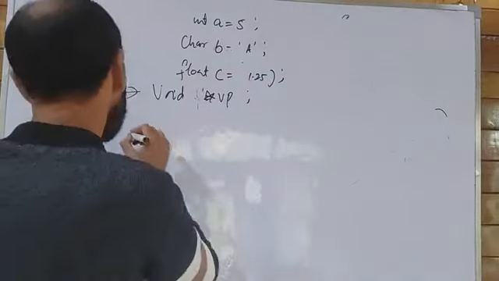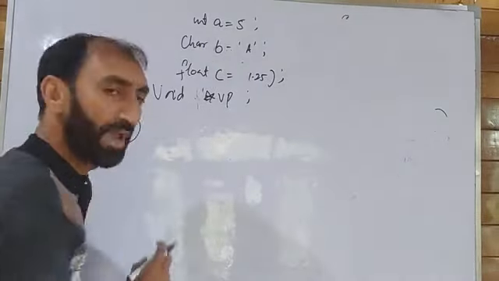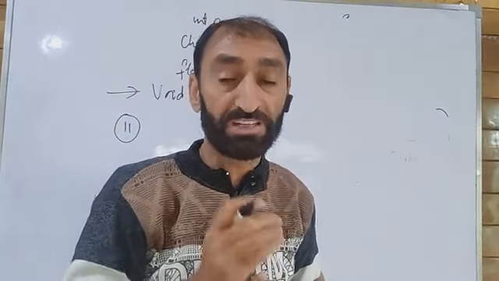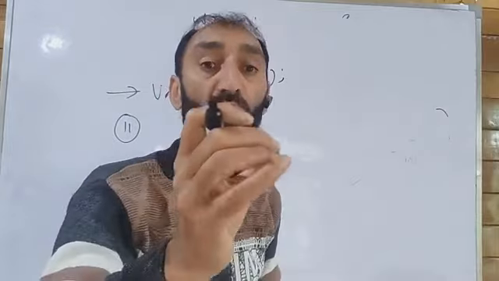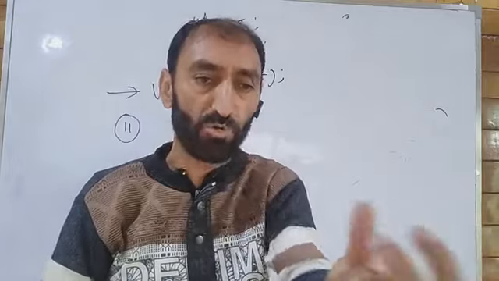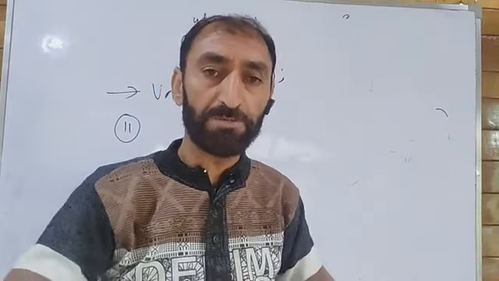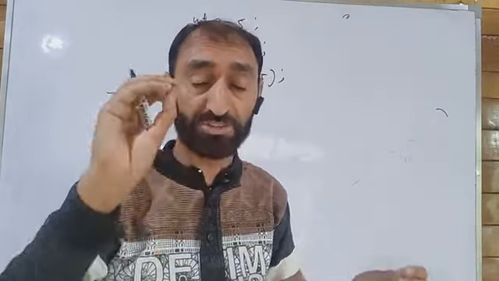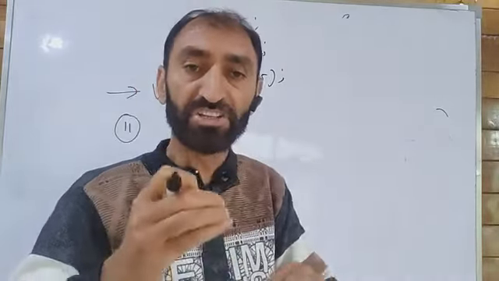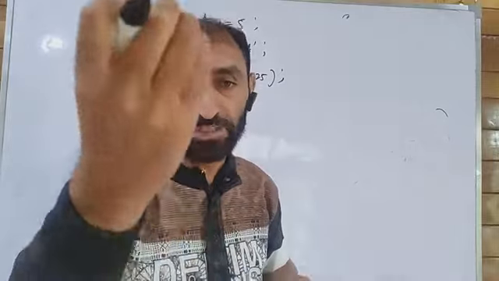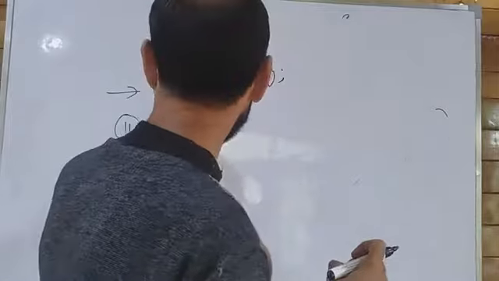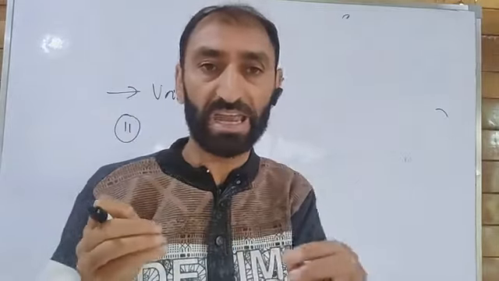Second, we also use this void pointer when we are using the inbuilt functions for dynamic memory allocation, such as malloc and calloc. You know, malloc and calloc are inbuilt functions in C for dynamic memory allocation. Those functions return a void pointer. At that time, this void pointer is also helpful.